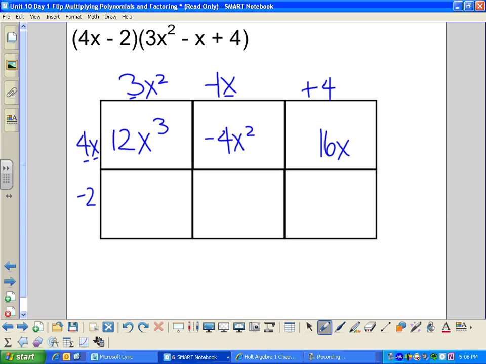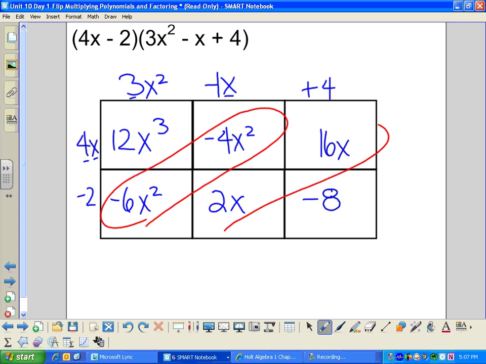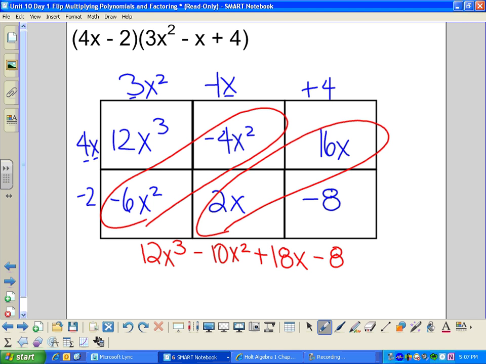2 times 3 is 6. X squared. Negative 2 times negative 1x is 2x. And then negative 8. So let's see what like terms we have. Here are my x squareds right there. Here are my x's. Got 12x cubed minus 10x squared plus 18x minus 8.